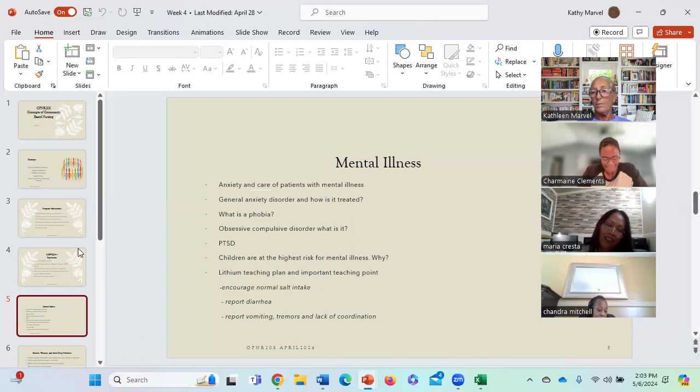What's OCD? Recurrent or intrusive thoughts that they cannot stop thinking about, and those thoughts create anxiety. You're gonna have exam questions on exam 2 about all of these. Okay, why are kids at highest risk for mental illnesses? Somebody other than Charmaine and Maria. Who else? Why are kids at high risk?